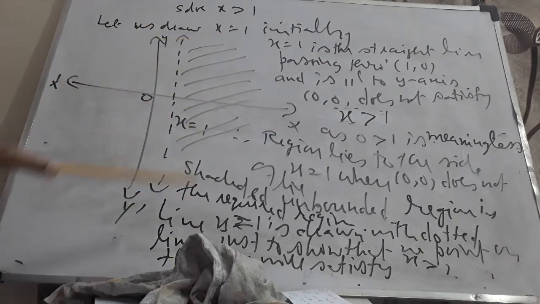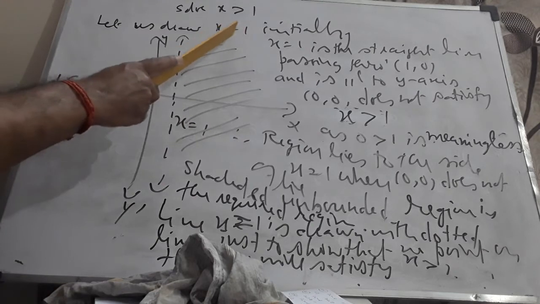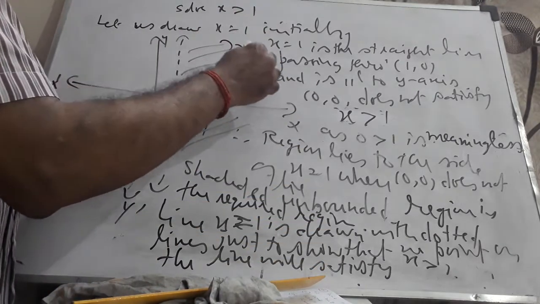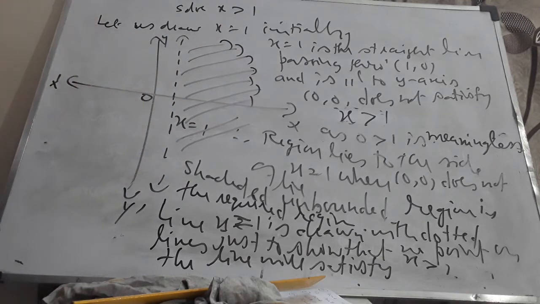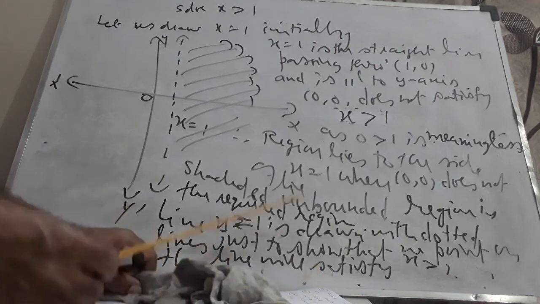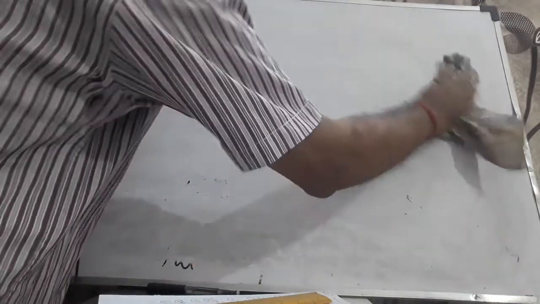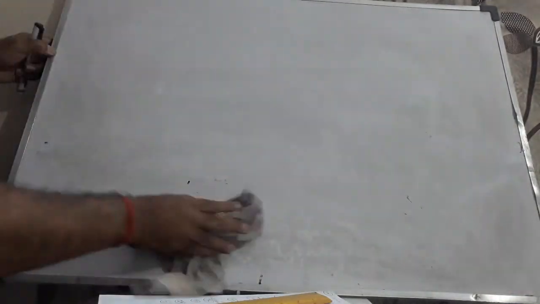The shaded unbounded region is the required region. It goes further. You can put an arrow mark. It goes up to infinity everywhere. That's the meaning. The line is drawn with dotted lines just to show that none of the points on the line will satisfy the inequation. Try to understand how we go about it. In the next problem, let me not write everything, I'll just explain in a detailed manner.